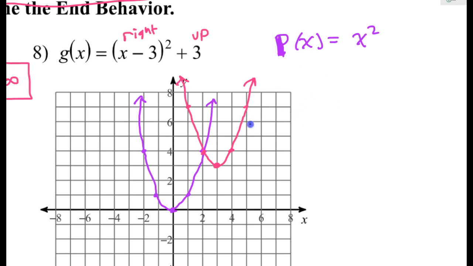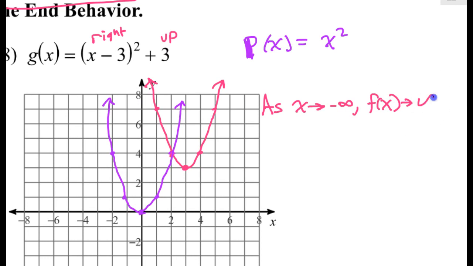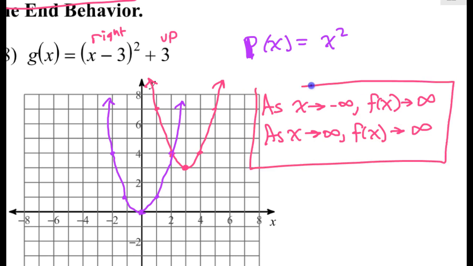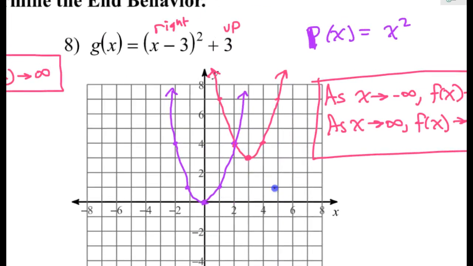So now let's talk about the end behavior. This time we can talk about the left and the right. First, the left. As x approaches negative infinity, f of x approaches. On the left, it's going up forever, so that's going to be positive infinity. Now let's talk about the right. As x approaches positive infinity, f of x approaches. Well, it's going up on the right too, so that's also positive infinity. Alright, that's it for number 8.